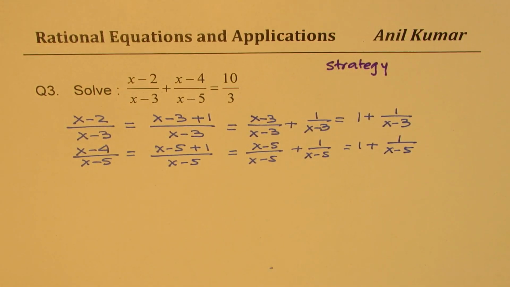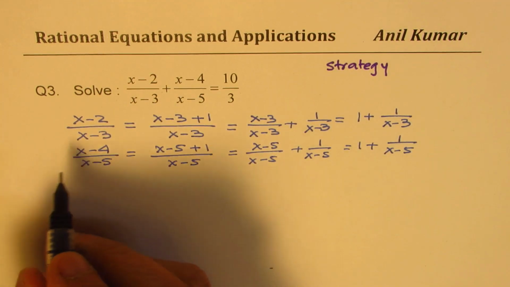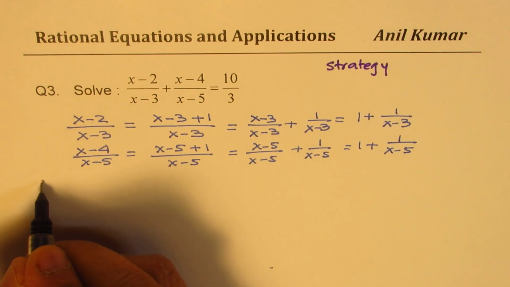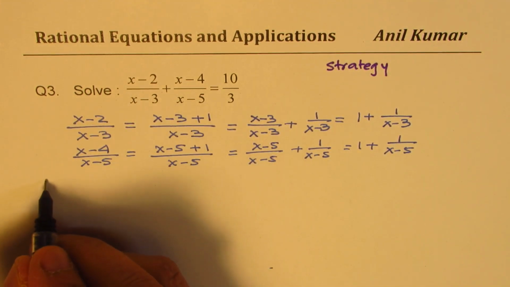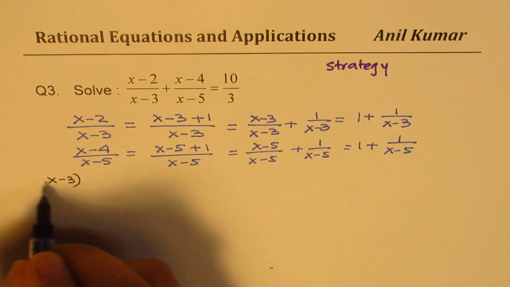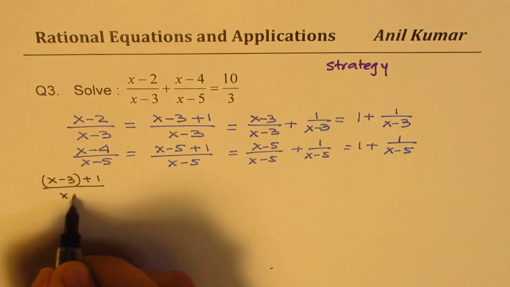Do you get this part? So this is a very neat strategy which simplifies your question quite a bit. So if I do that, the first term could now be written as, let's redo, x minus 2 over x minus 3. I'm writing this as x minus 3 plus 1 over x minus 3.